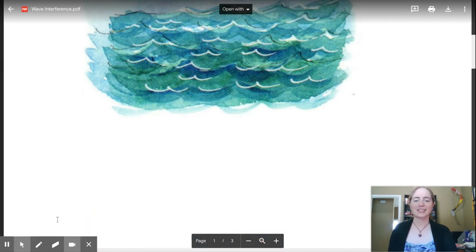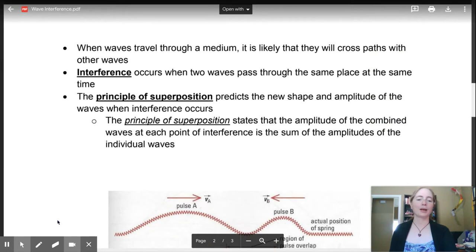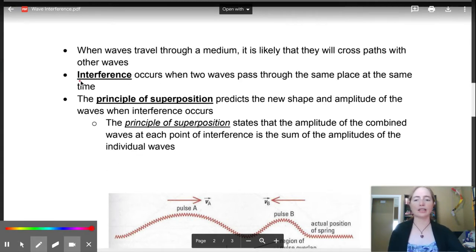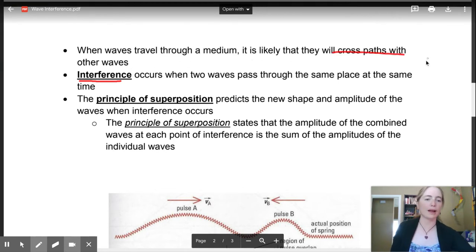All right, so ladies and gentlemen, the whole concept of this is to look at what happens when two waves bump into each other. The concept is called interference, and it is what occurs when waves cross paths with another wave as they travel through their medium. These waves are going to pass through the same place at the same time, and they're going to follow what is called the principle of superposition.